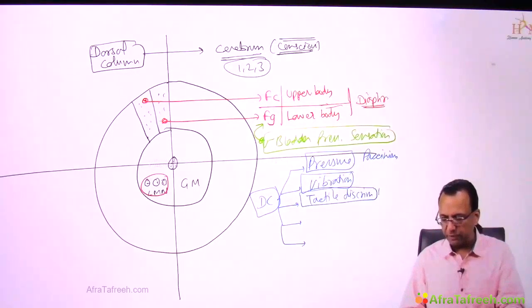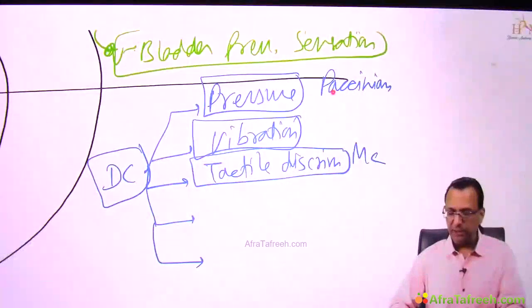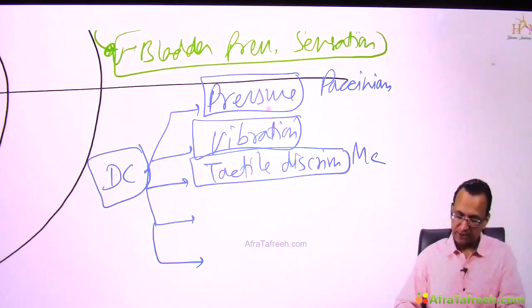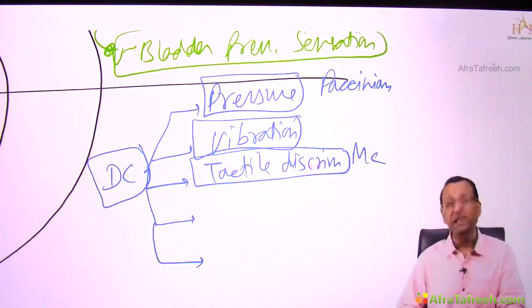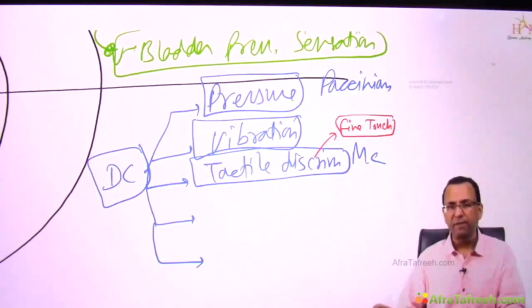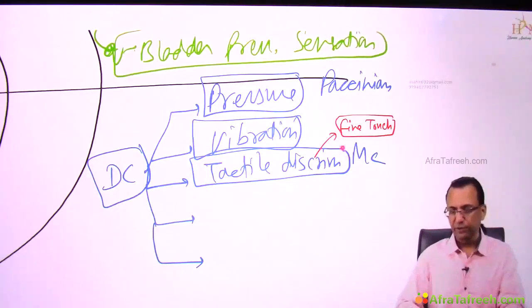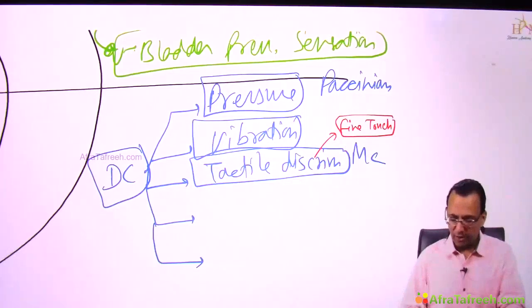So the Meissner's corpuscle was carrying tactile discrimination. When you are talking about the Pacinian corpuscle, it was carrying pressure, and it is also carrying vibration. But the Meissner corpuscle is carrying tactile discrimination, which is two-point discrimination, which is actually the fine touch also, carried by the dorsal column. And if you remember, both of them are rapidly adapting receptors, the Pacinian corpuscle and the Meissner corpuscle. Now, what else is the dorsal column carrying to the cerebrum? It is also carrying stereognosis.